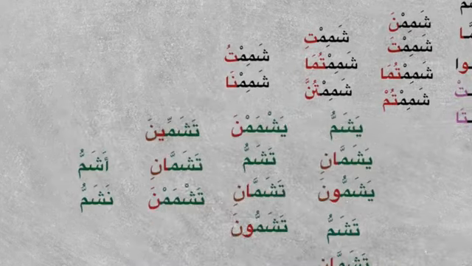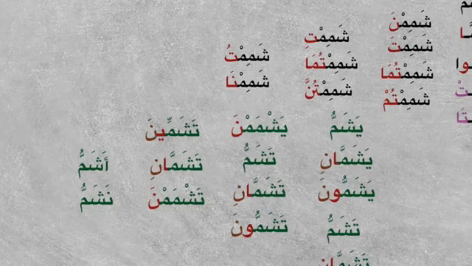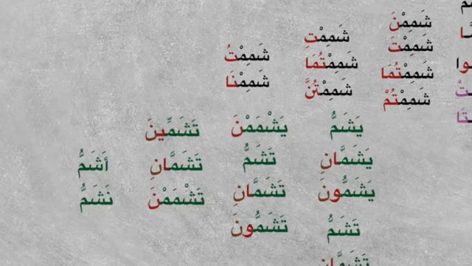So mudari' will be yashammu. So it's not damma, it is fatha because it is bab samia. We need to remember. So yashammu, yashammani, yashammuna, hiya tashammu, huma tashammani, hunna yashmamna. Break the idgham when the mutaharrik pronoun comes. Tashammu, tashammani, tashammuna, tashammina, tashammani, and tashmamna. So this is where we have to be a little bit careful. And ashammu, I smell, and nashammu, we smell.